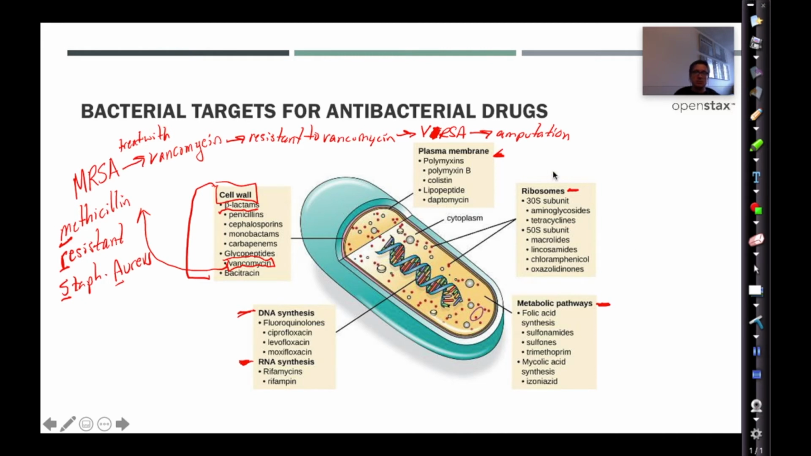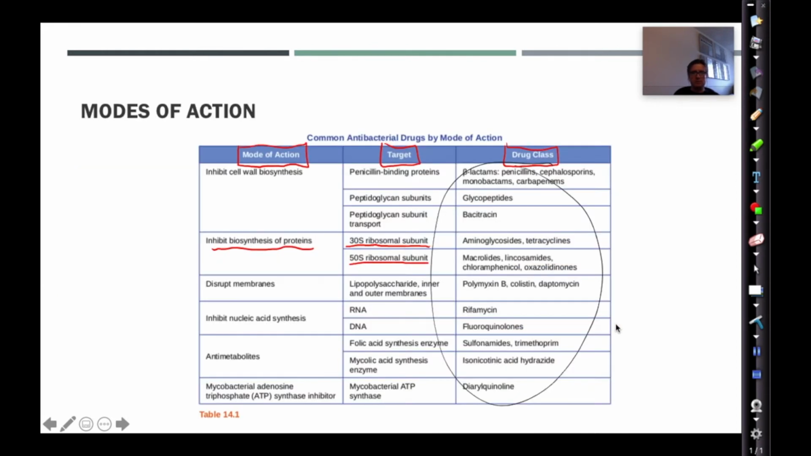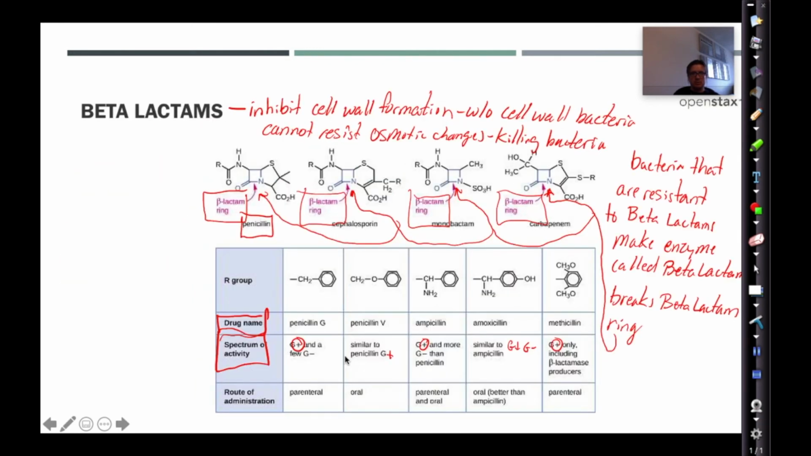I like this slide because it gives you an idea of where the drugs are targeting. So for instance, aminoglycosides target the 30S subunit of the ribosome of the bacteria. The sulfonamides target folic acid production. So it tells you where these drugs target. When I go back to the penicillins, for instance, you have to know whether they target gram-positive or gram-negative. Sometimes they target both, right? And the route of administration, you have to know.